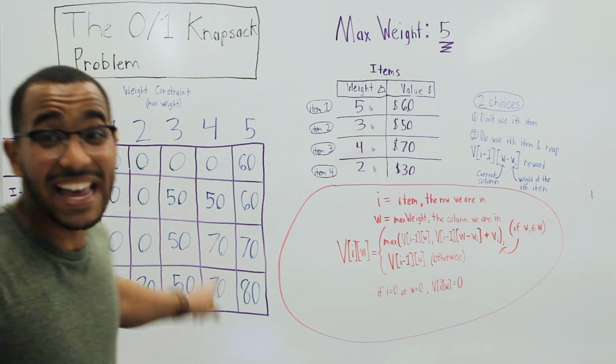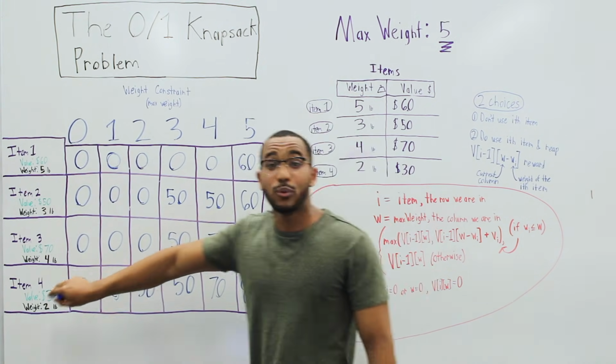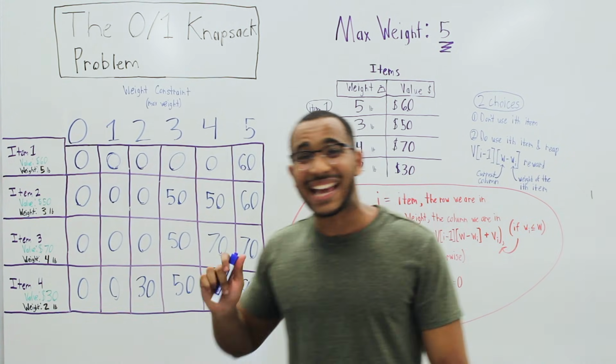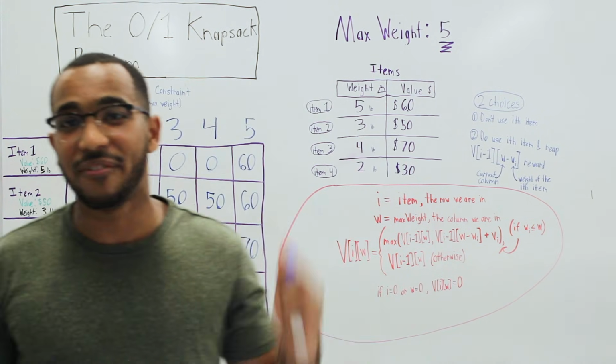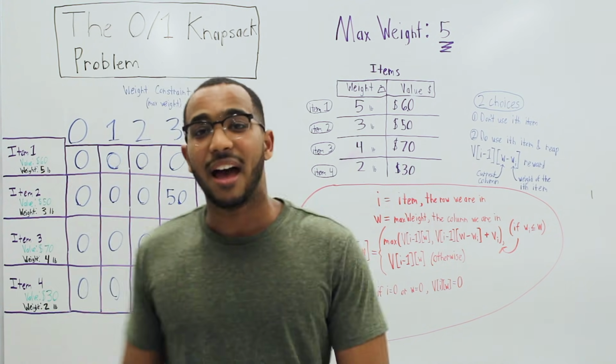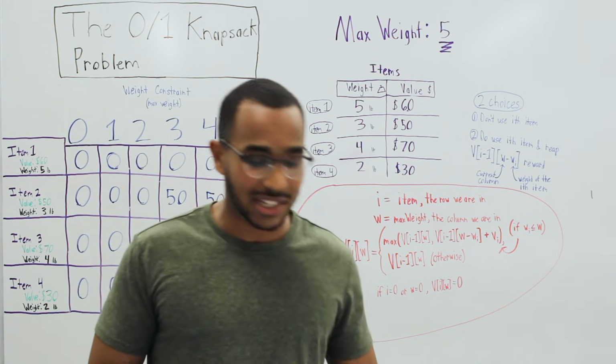The answer is 80. If we have a max weight of 5, and if we can choose items 1, 2, 3, and 4, our answer is 80. 80 is the maximum value we can get while staying within the weight constraint. And this is how dynamic programming works. And this is how the subproblems break down.